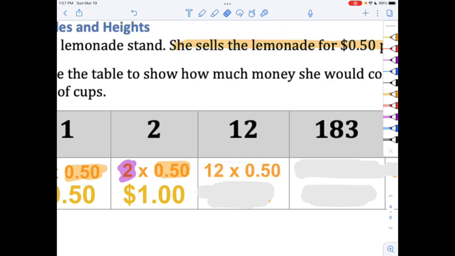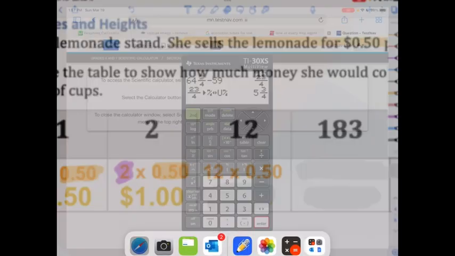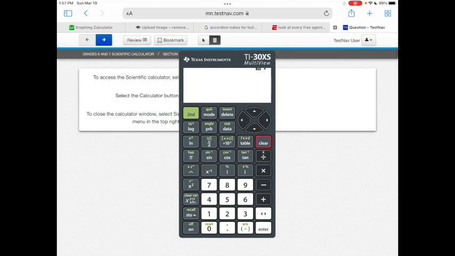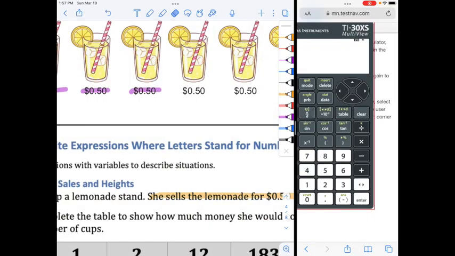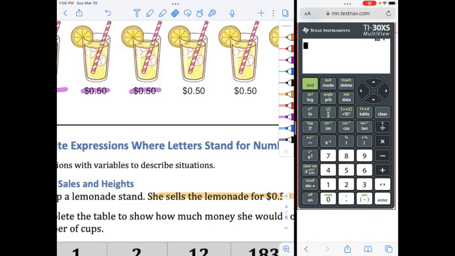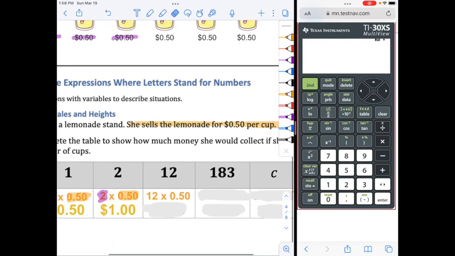12 times 50 cents. And when you put that in your calculator, let's grab this one, right, clear this out. Should have just put them right next to each other here. There we go. Yep, there we go. All right, 12 cups of 50 cents is $6. All right, getting pretty good.